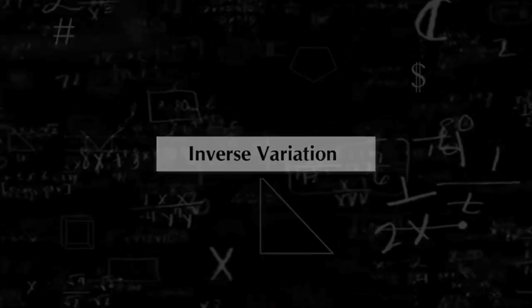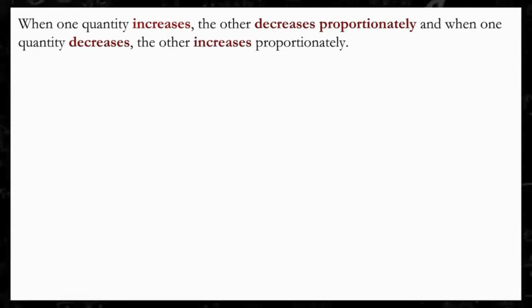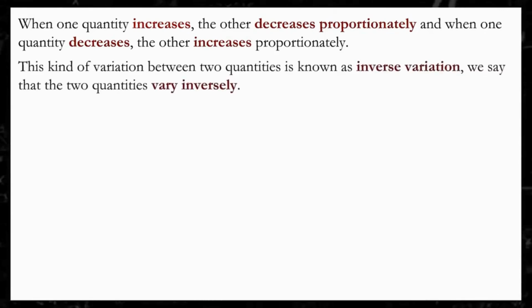Inverse variation. When one quantity increases, the other decreases proportionately, and when one quantity decreases, the other increases proportionately. This kind of variation between two quantities is known as inverse variation. We say that the two quantities vary inversely.